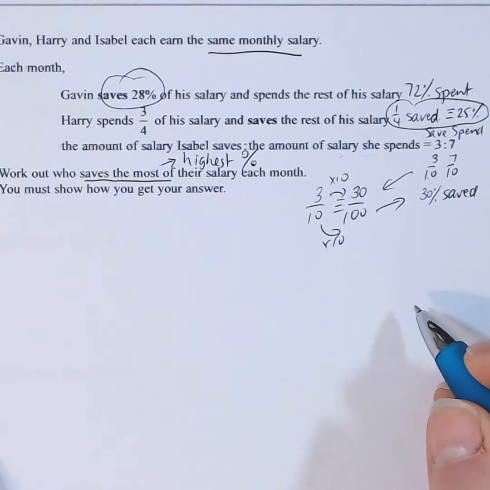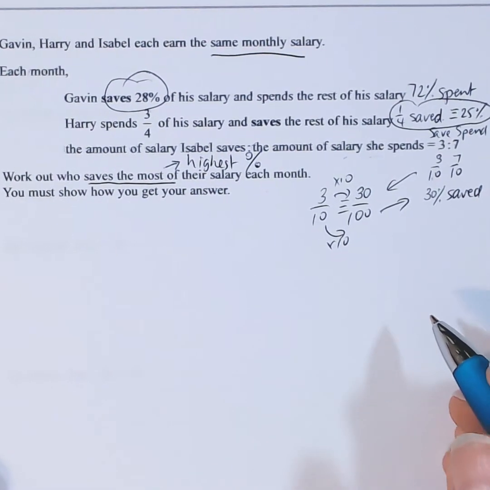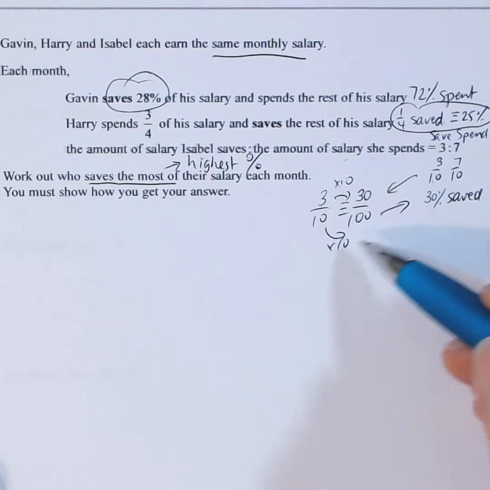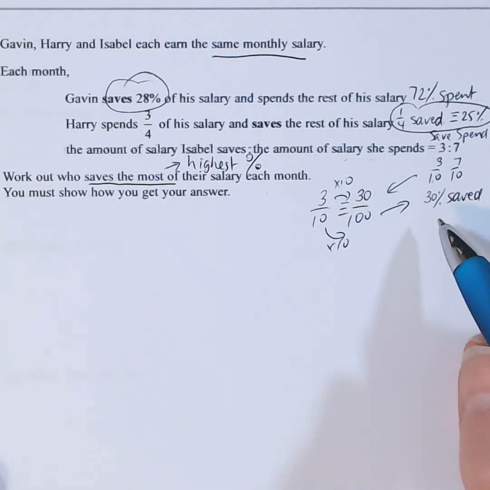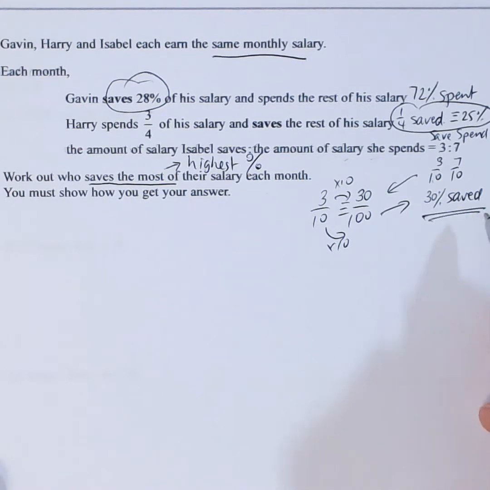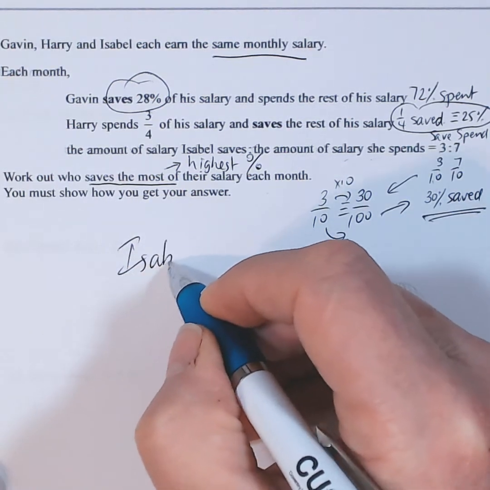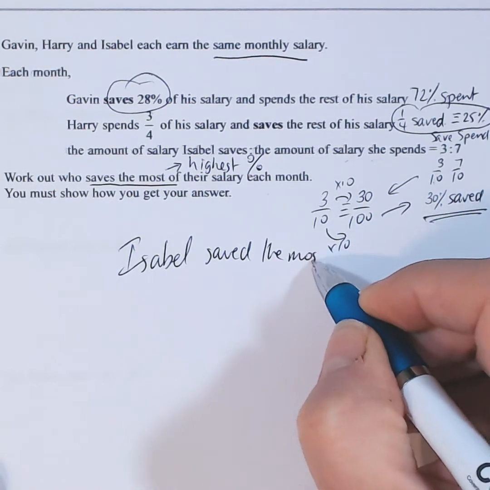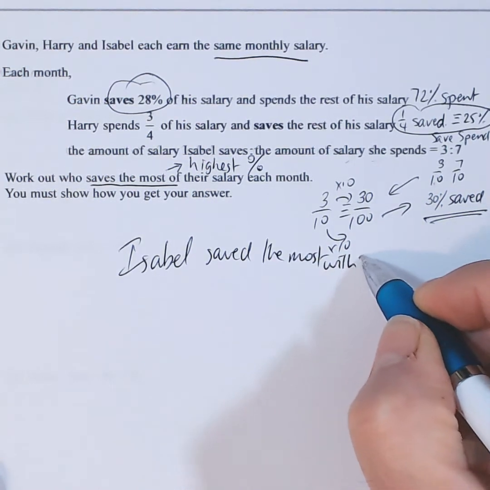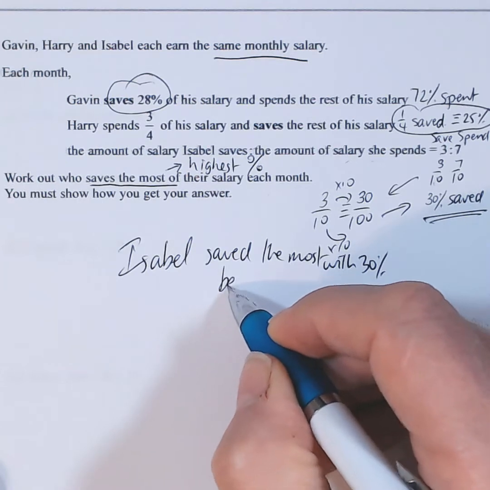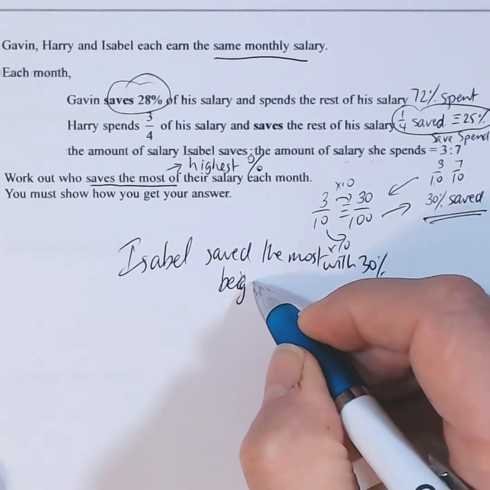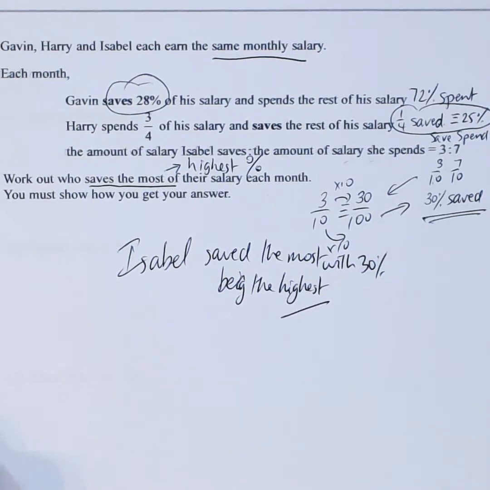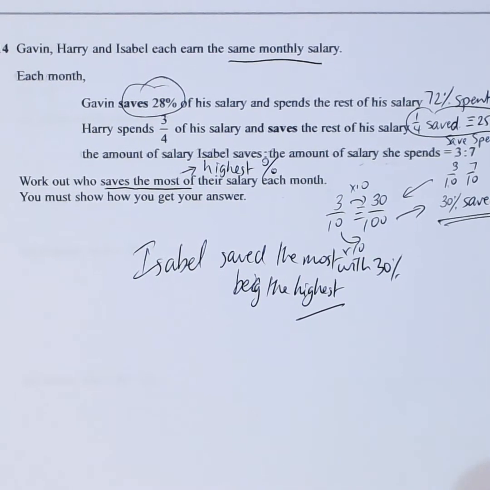So we can see from the way the question's been worded that we want to know who saves the most. We've shown all our workings around the question itself, and we can see that Isabel saved 30%. So Isabel saved the most with 30% being the highest. Okay, so that's how that question could have been done.